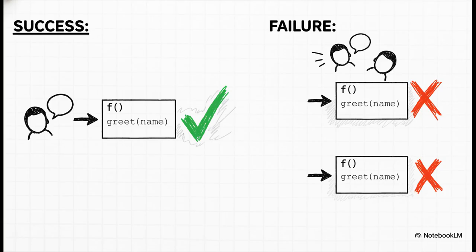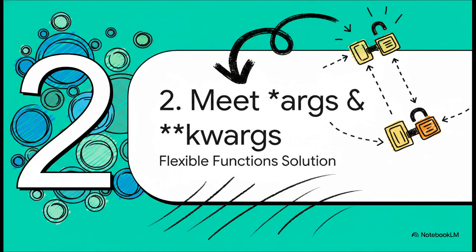But what happens if you try to give it two names, or none? Python throws a fit, right? You get an error. And that's the problem. What do you do when you have no idea how many arguments you're going to get? And that is where our stars of the show come in. Args and double kwargs are Python's brilliant, elegant solution to that exact problem. They let us build functions that are way more flexible and powerful.